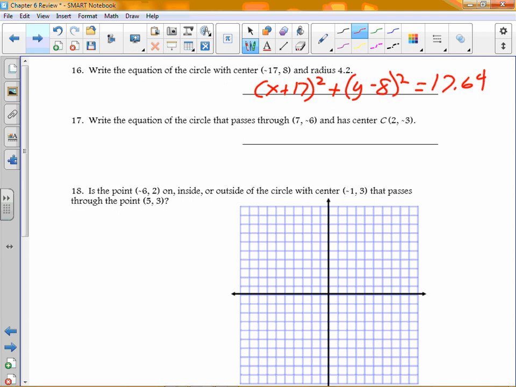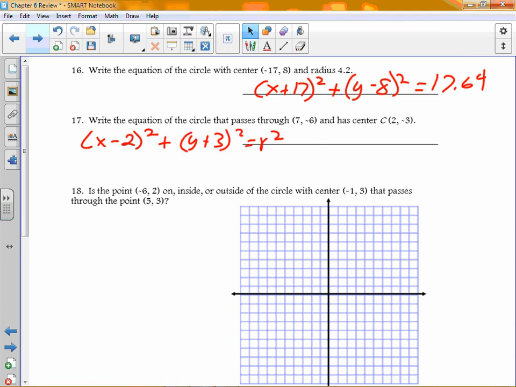If it passes through a point, that's what it's equal to. The center, (x minus 2) squared plus (y plus 3) squared equals r squared. Let's review now.